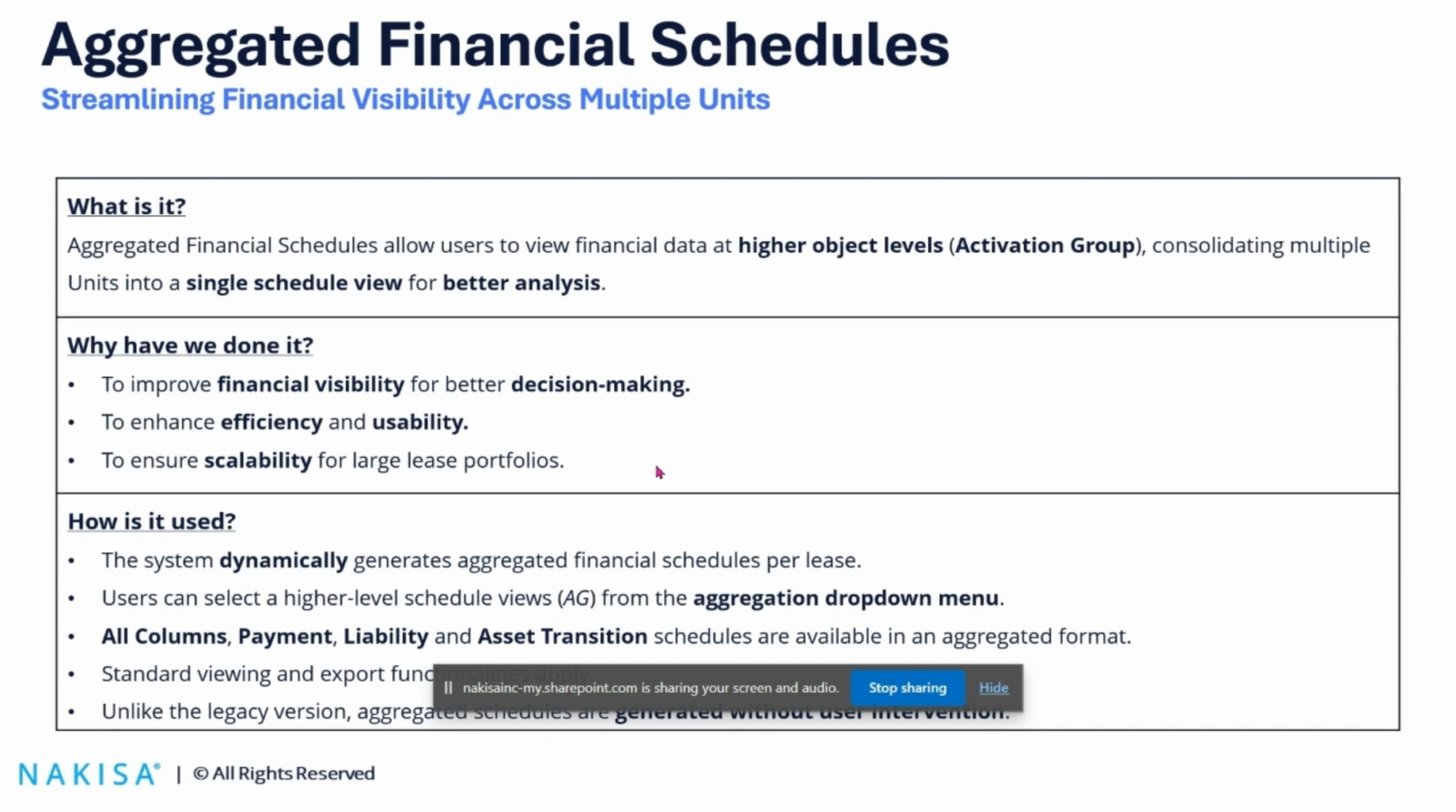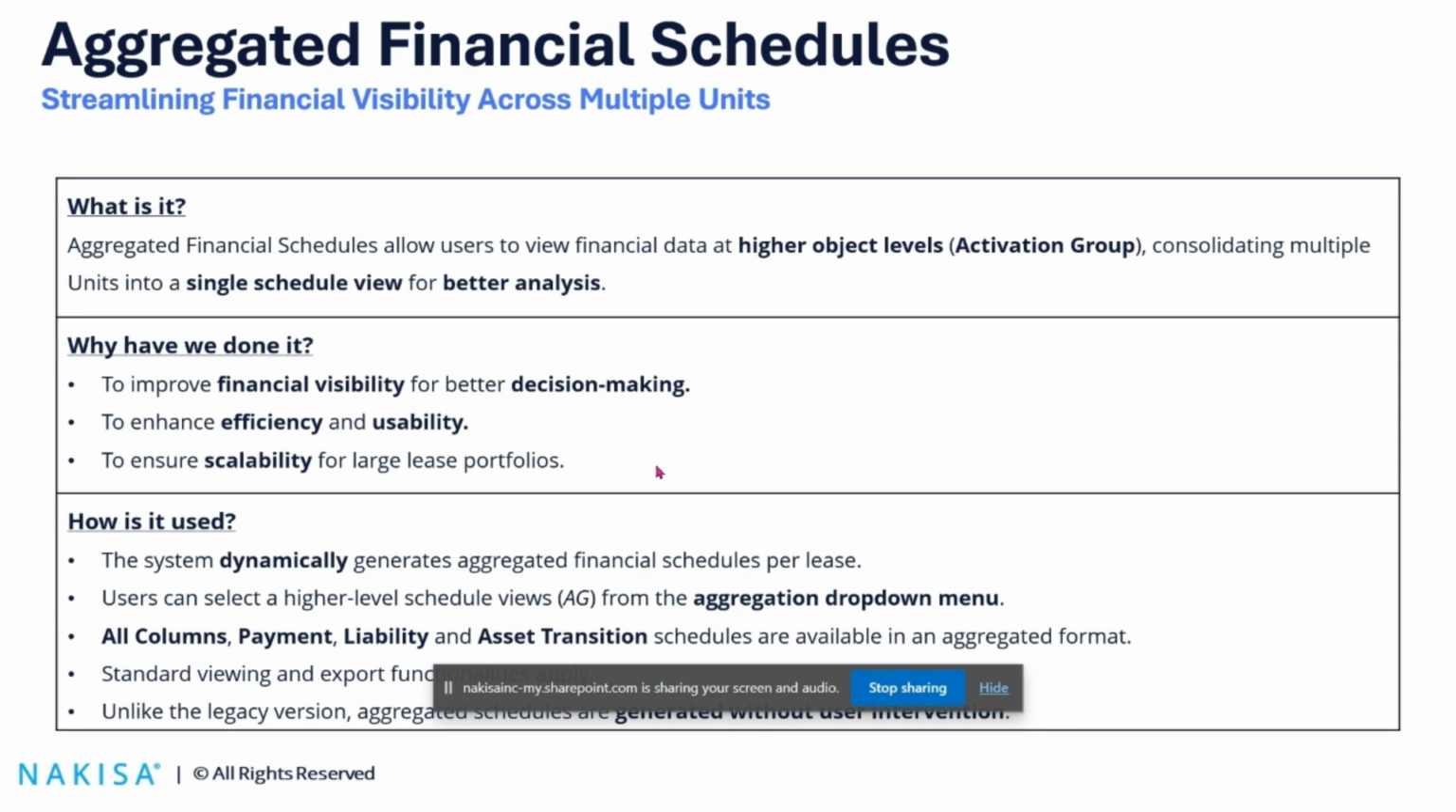So what are the key benefits of this feature? With this aggregation, instead of generating separate financial schedules for each unit, the system now allows a single consolidated view of financial commitments. So the schedules will still be generated per unit, and the user has the option to go and view them. At the same time, you are given the option of aggregating all the schedules to have one view itself.